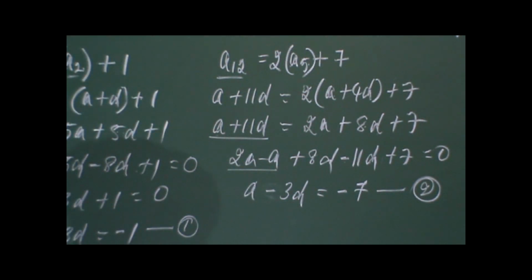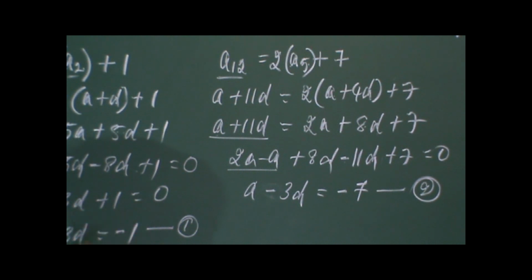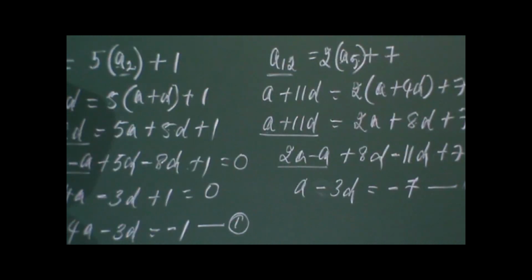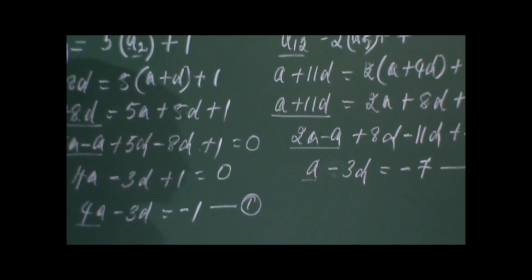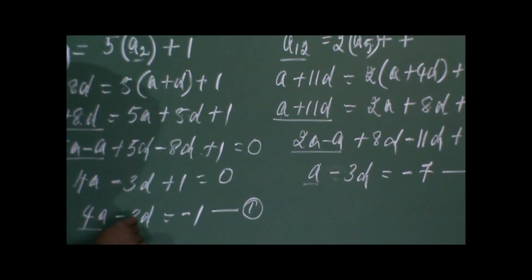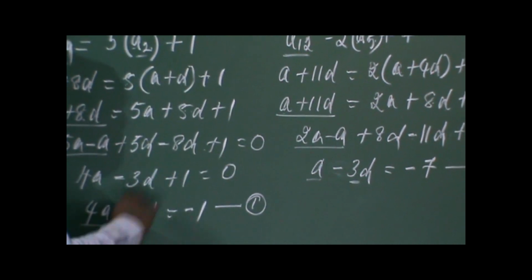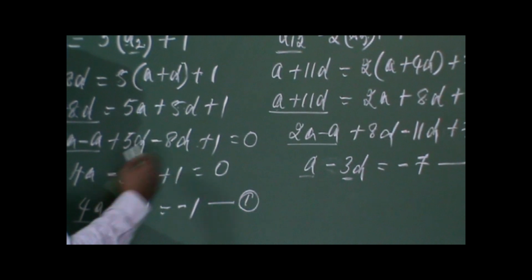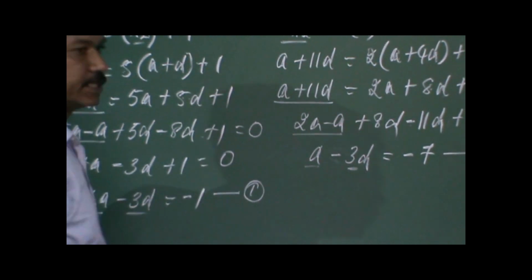So equation 1 and equation 2 are two linear equations in two variables. If you observe these two linear equations, we have 4A here, we have A here. They are not going to get cancelled either by subtraction or addition. Here I have minus 3D and here I have minus 3D. So in these two equations, 3D can be cancelled if what operation is done?